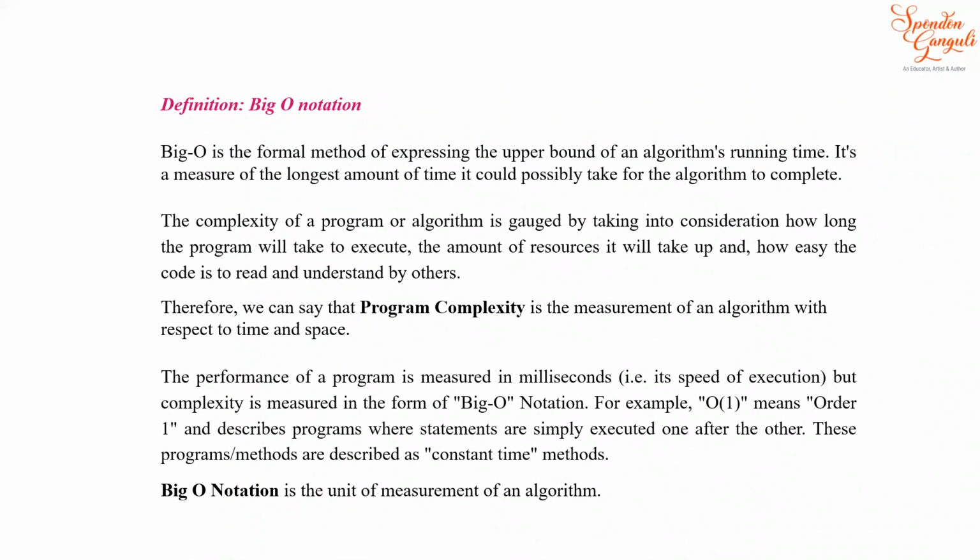The performance of a program is measured in milliseconds, that is its speed of execution, but complexity is measured in the form of big O notation. For example, if we say big O(1), it means order 1 and describes programs where statements are simply executed one after another. These programs or methods are described as constant time methods. So we can say big O notation is the unit of measurement of an algorithm.